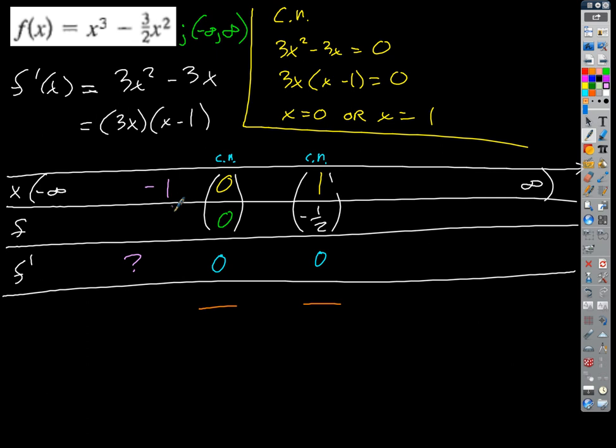If we pick -1, we throw that into our derivative function, and while we're at it, let's throw it into the factored form. That's the easiest way to determine a sign, because then all we have to do is take the product of the signs of the two factors. When x is -1, what's the sign of that factor right there?